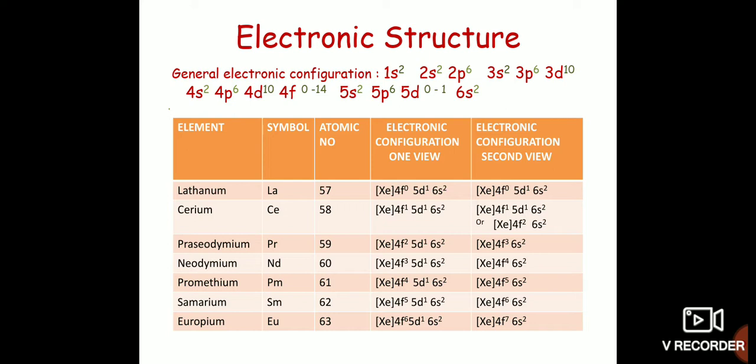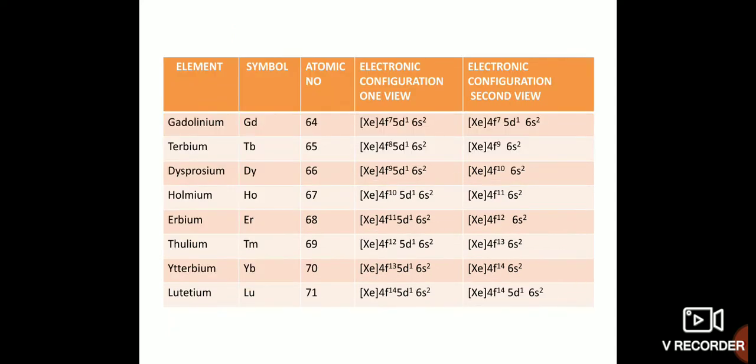6s2, neodymium it is 4f4 6s2, promethium 4f5 6s2, samarium 4f6, europium 4f7. Coming to gadolinium, for the extra stability of half-filled orbitals, the electron enters the 5d orbital. That is why for both views it gives the same configuration, that is xenon 4f7 6s2 5d1.